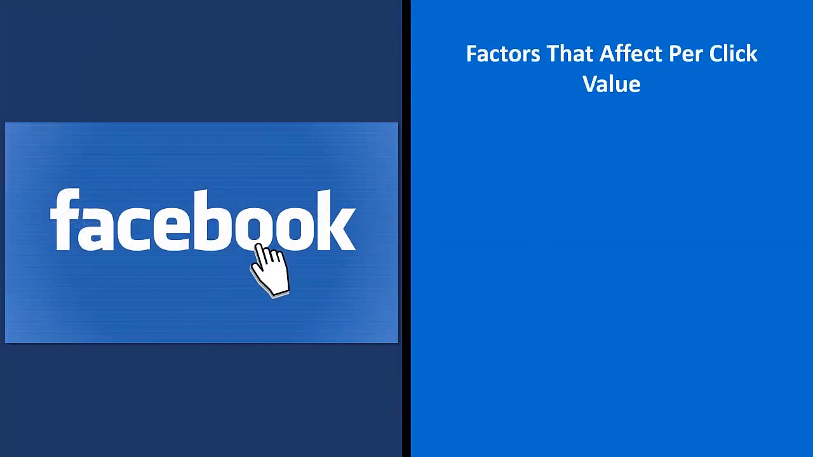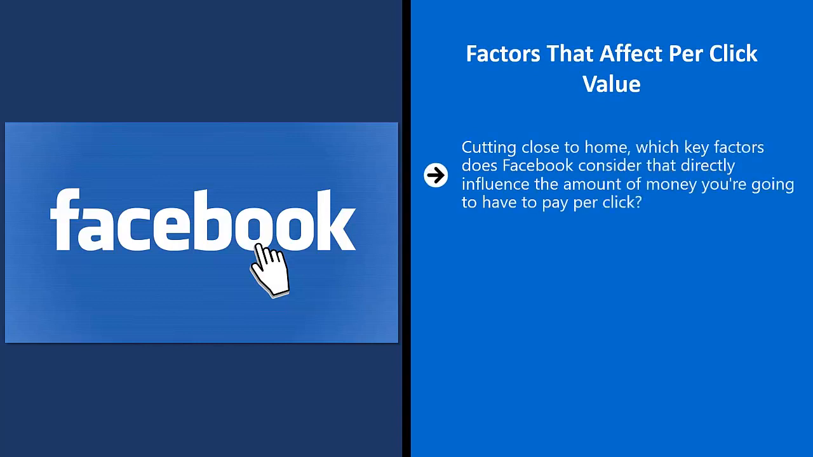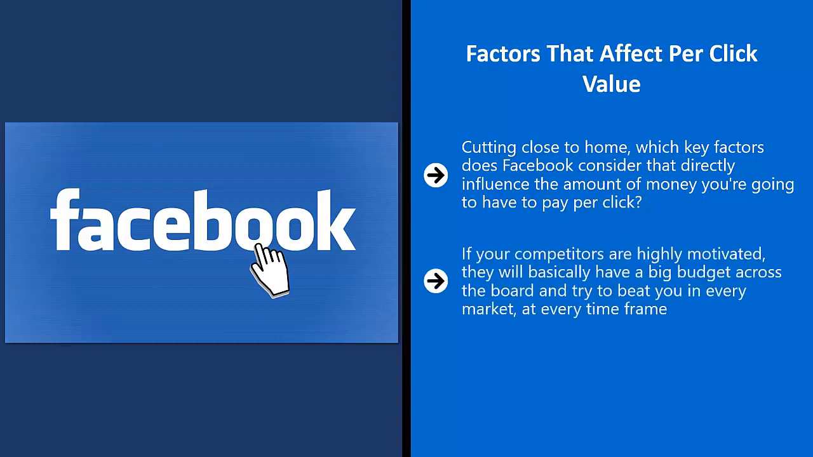Factors that affect per-click value. Cutting close to home, which key factors does Facebook consider that directly influence the amount of money you're going to have to pay per click? Please understand that there are many factors involved, but the bottom line is intensity and volume of competition. If your competitors are highly motivated, they will basically have a big budget across the board and try to beat you in every market at every time frame.